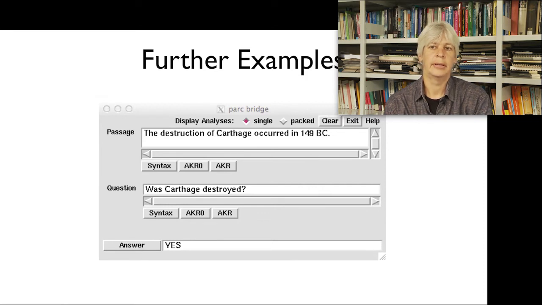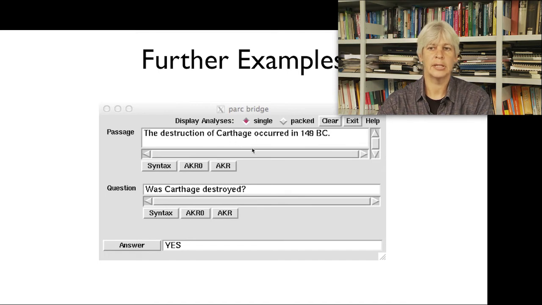Another example, the destruction of Carthage occurred in 149 BC. Question, was Carthage destroyed? Answer, yes. This is an interesting example because it's not doing just pattern matching, right? It's not doing just verbs, etc. I showed you how the AKR works before. But what it's doing here, it's taking the noun and understanding that this noun is related to a verb and that this verb has an agent and a patient, and that the patient is Carthage in this case. We don't know who destroyed it, but we know that Carthage was destroyed. It's the object of destroy.